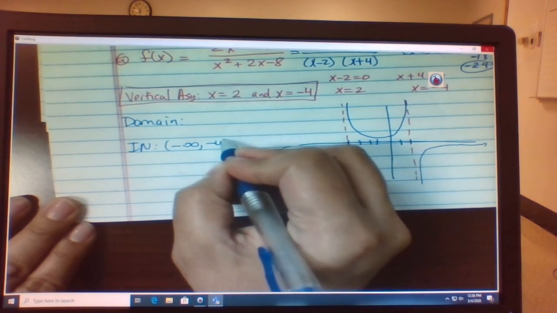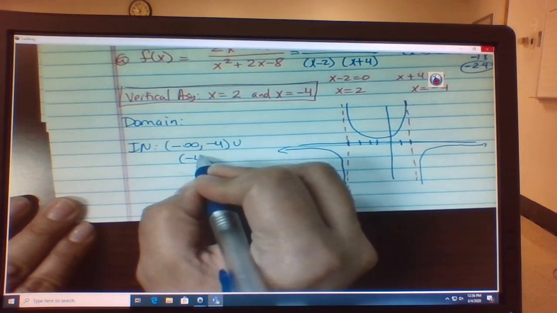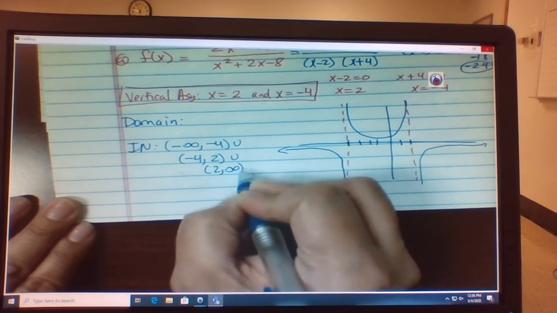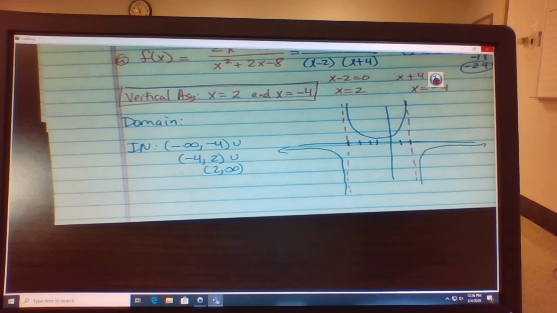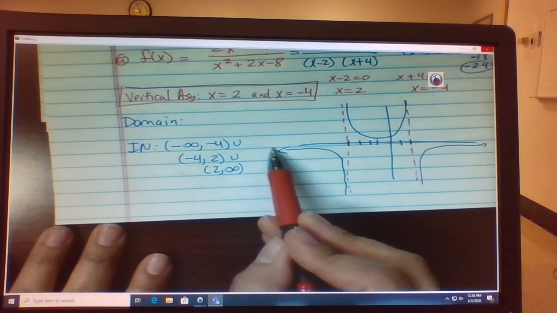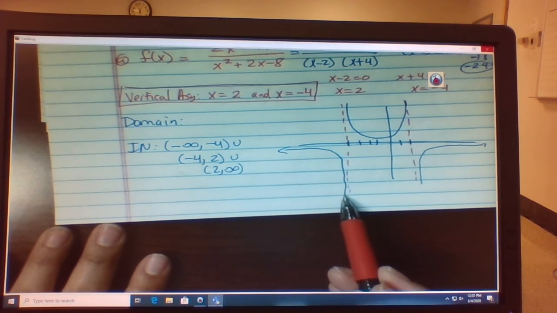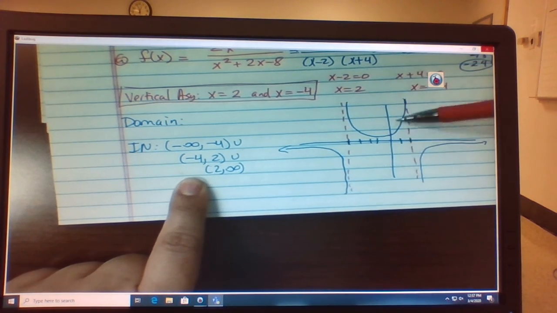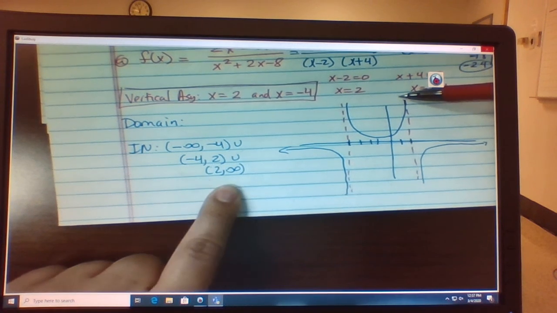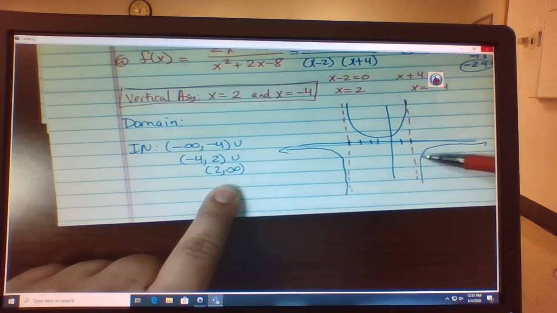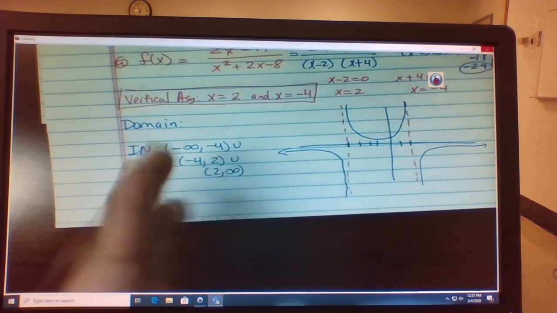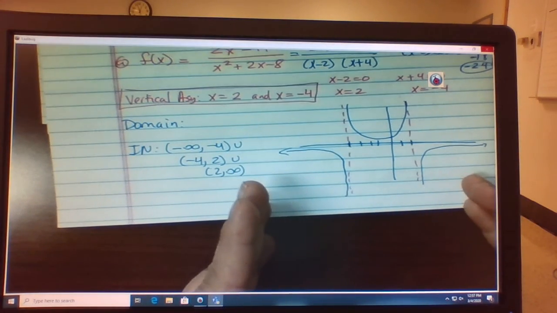-4, union, -4 to 2, union, 2 to infinity. So look at the graph that I sketched here. Is it coming in from negative infinity and stopping at -4? Yes. Is this middle part between -4 and 2? Yes. Does this part of the graph go from 2 to positive infinity? Yes. So the vertical asymptotes are the ones that set the limits to that domain.